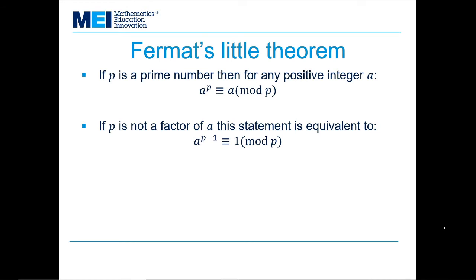Fermat's Little Theorem concerns prime numbers and states that if p is a prime number, then for any positive integer a, a to the power p is congruent to a mod p. And if p is not a factor of a, this statement is equivalent to saying that a to the power of p minus 1 is congruent to 1 mod p. Let's have a look at how that works in practice.